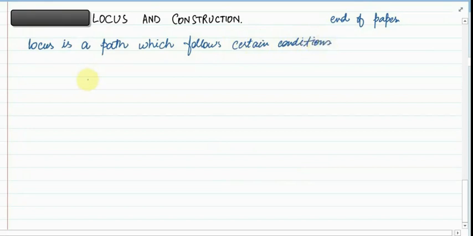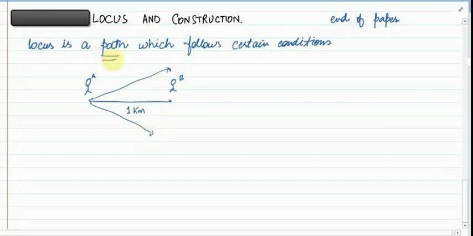Let's suppose Mr. A told Mr. B to stay away from me at least 1 kilometer. Now that is a condition for Mr. B, that he needs to keep a distance of 1 kilometer from Mr. A, right? So that is the locus of Mr. B. He can move to this point which is 1 kilometer away, or this point which is 1 kilometer away. So he should always move 1 kilometer away from Mr. A. So a path which follows certain conditions is called a locus.